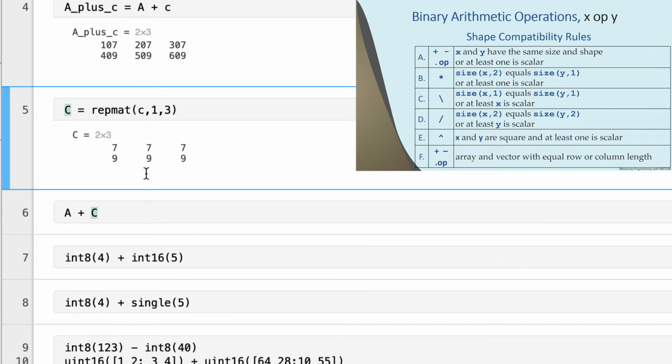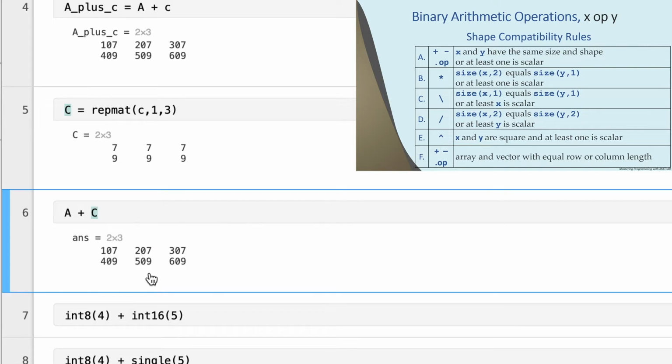The 1 and 3 here tell repmat to make a 1 by 3 array of its first argument, which is C. Since C itself is 2 by 1, the result, which is assigned to uppercase C here, is a 2 by 3 array. Even the very oldest version of MATLAB will happily add A to C because they have the same size and shape. We're just asking MATLAB to do a plain old array operation, as in Rule A.